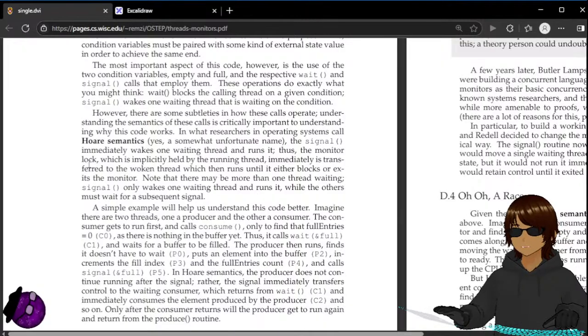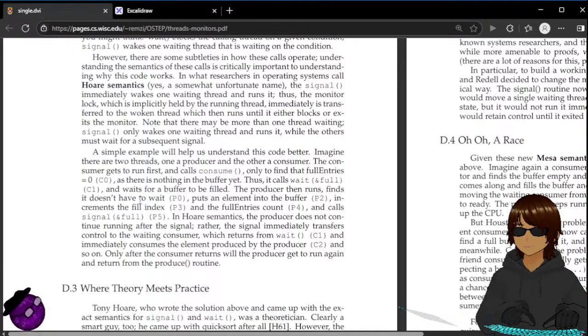Thus, the monitor lock, which is implicitly held by the running thread, is immediately transferred to the waiting thread, which then runs until it either blocks or exits the monitor. Note that there may be more than one thread waiting; signal only wakes one waiting thread and runs it, while the other must wait for a subsequent signal.